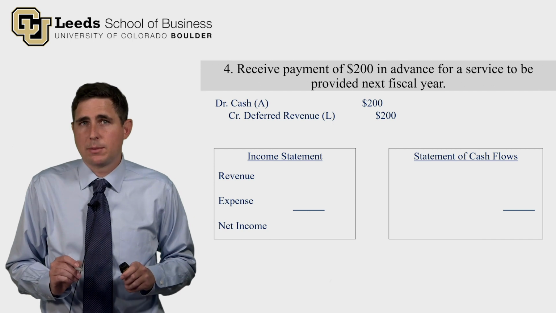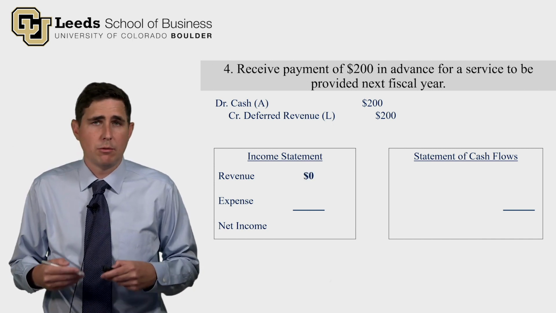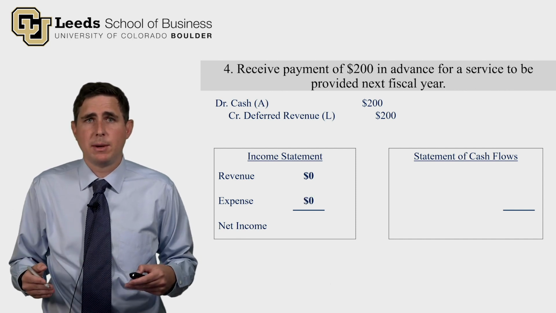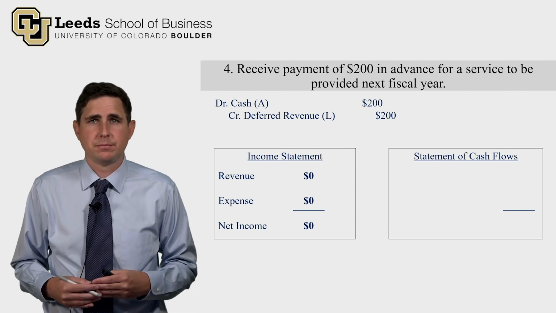Now let's talk about the income statement. Notice that there are no income statement accounts here. So revenue, no, there's no effect on revenue. Expenses, there's no effect on expenses. And we have net income of 0 with respect to this one transaction.